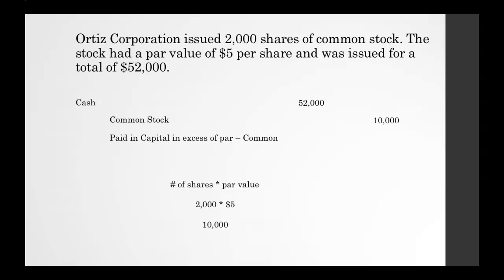So just based off of par, our stock had a total amount of $10,000 that we issued here, right? Our paid in capital in excess of par is that remaining 42,000. Because we received 52,000, common stock was worth 10,000, so our paid in capital in excess of par fills in that extra 42,000 amount.